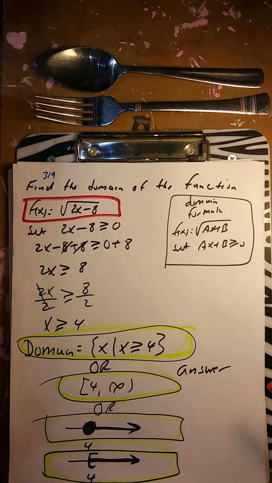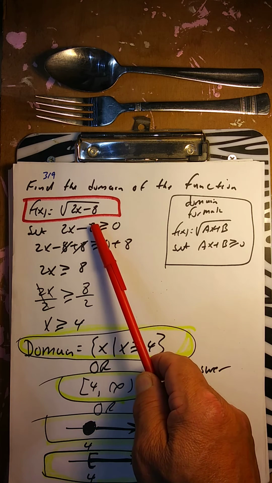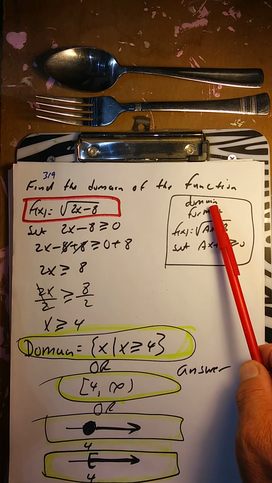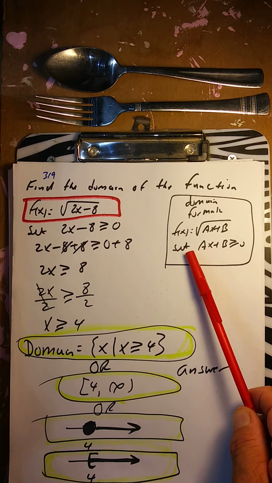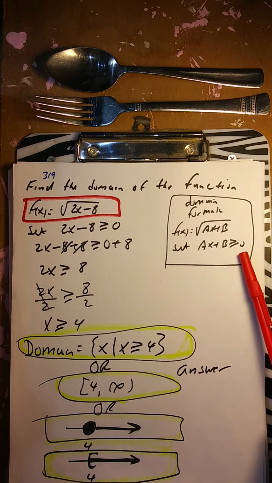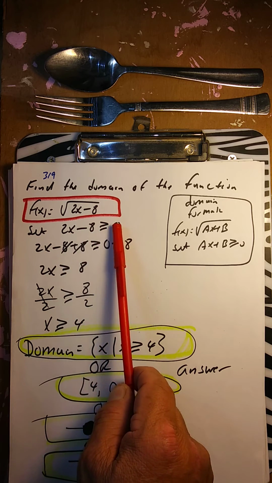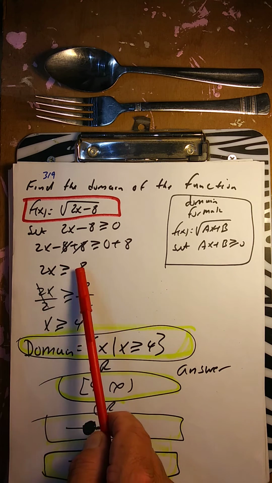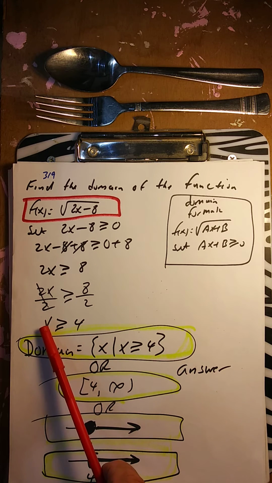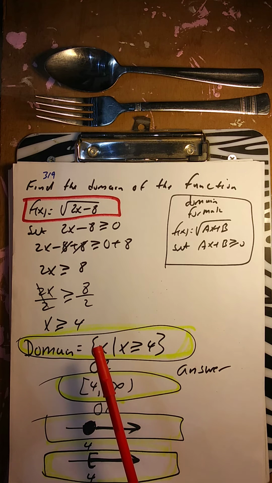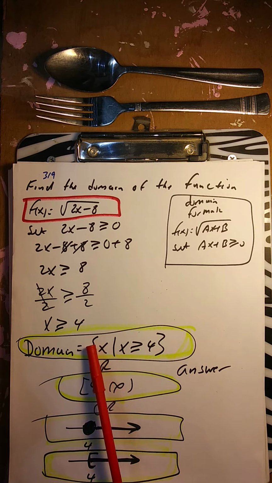Find the domain of the function. Again, set that up. So the domain for this formula, f of x equals the square root of ax plus b, means ax plus b must be greater than or equal to 0 to work. So 2x minus 8 is greater than or equal to 0. Add 8 to both sides. 2x is greater than or equal to 8. Now you divide by a positive 2. It stays just like it is. See, x greater than or equal to 4 stays like that. Don't turn the inequality around. So the domain is the set of x such that x is greater than or equal to 4, or from 4 including it to infinity.